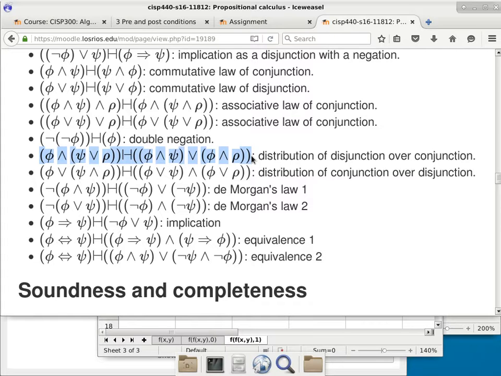Shouldn't your associative law of conjunction be disjunction? Well, that's clearly a copy and paste mistake. Copy and paste, and then forget to modify. Okay, thank you. Good job pointing it out.